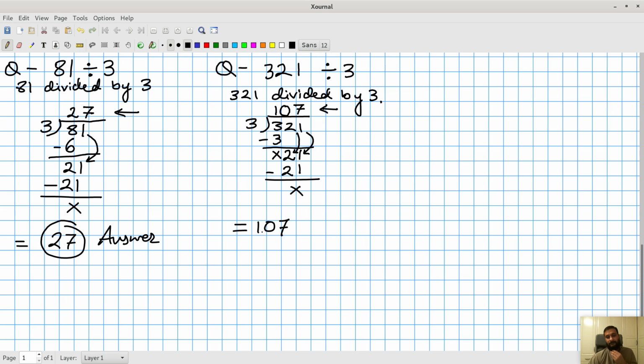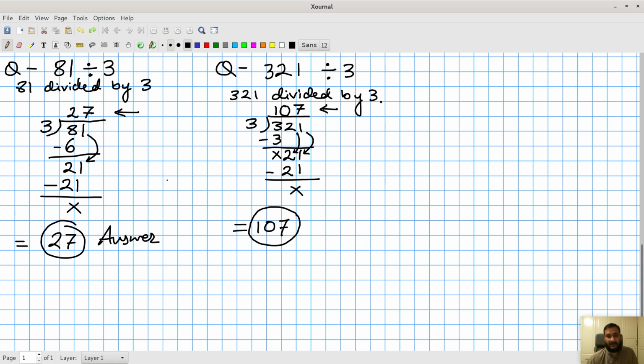107. And notice this time we have not eliminated this 0 here. We have not removed this because this is sandwiched inside the number. There are some non-zero numbers left and right of this 0. So this 0 cannot be removed. Only the leading 0 can be removed. This is not a leading 0, it's somewhere in the middle of a number. So this answer is 107.